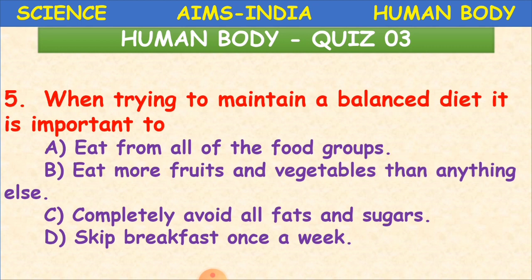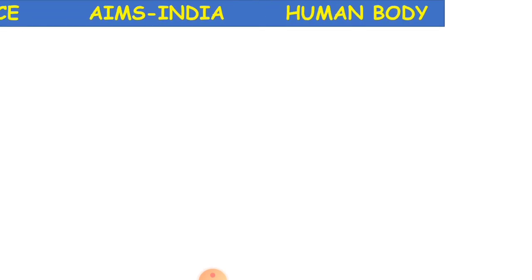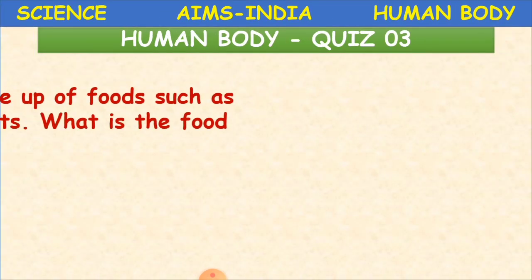Whether it is important to eat from all food groups, or eat more fruits and vegetables than anything else, or completely avoid all fats and sugars, or skip breakfast once a week. So which is the most important thing, children, to maintain a balanced diet? It is option A, eat from all of the food groups. We have to take every type of food, then only we'll have a balanced diet. And the next question here.